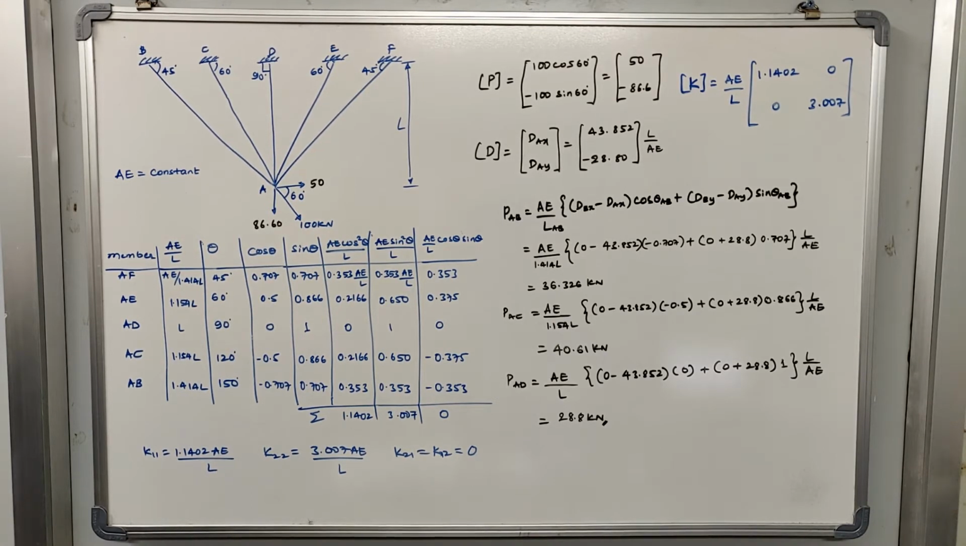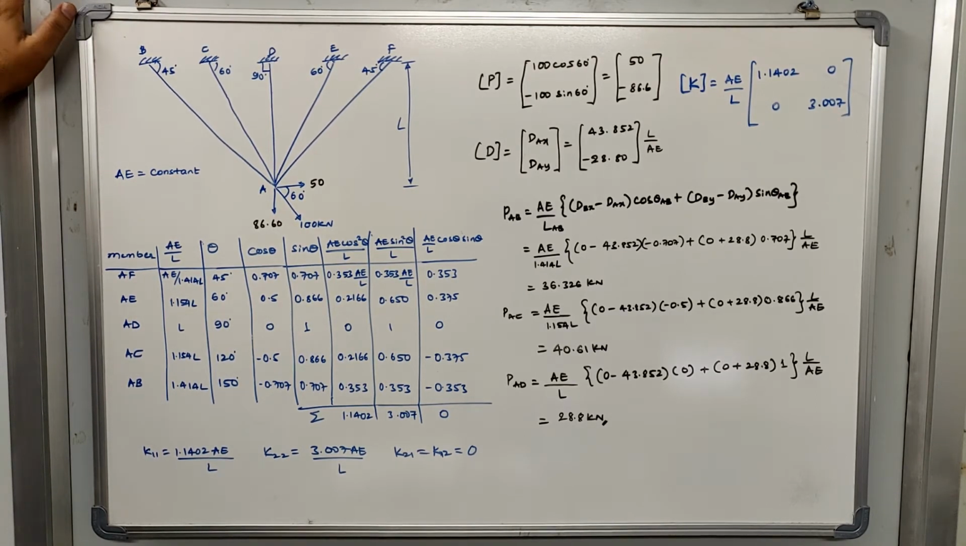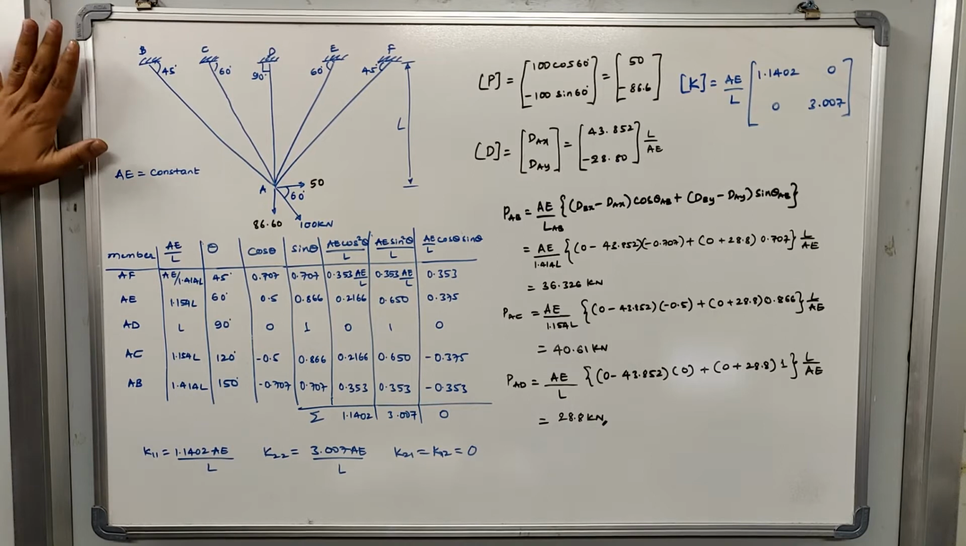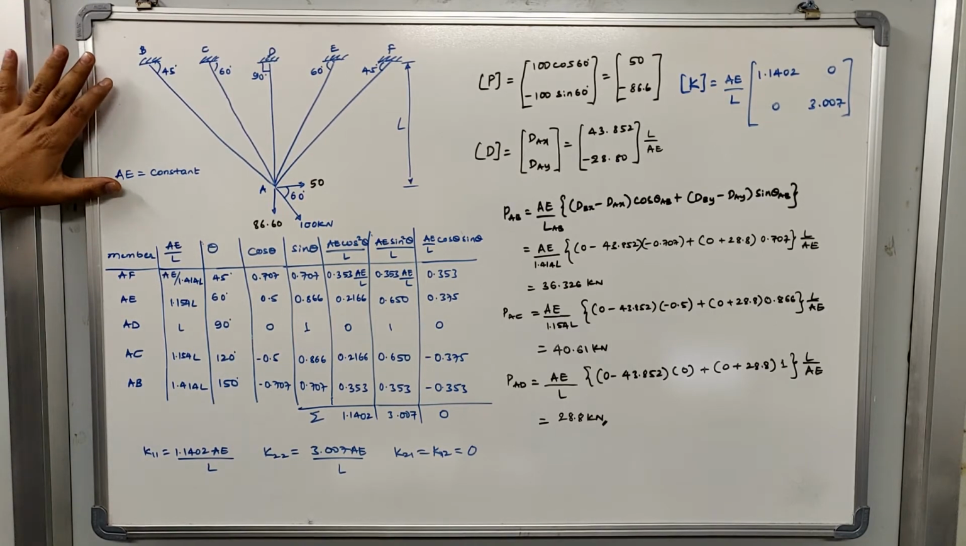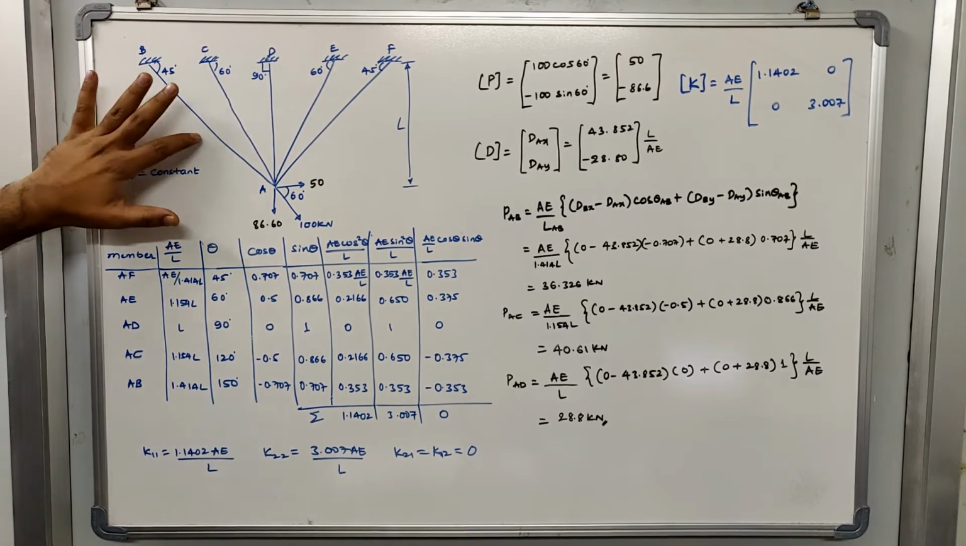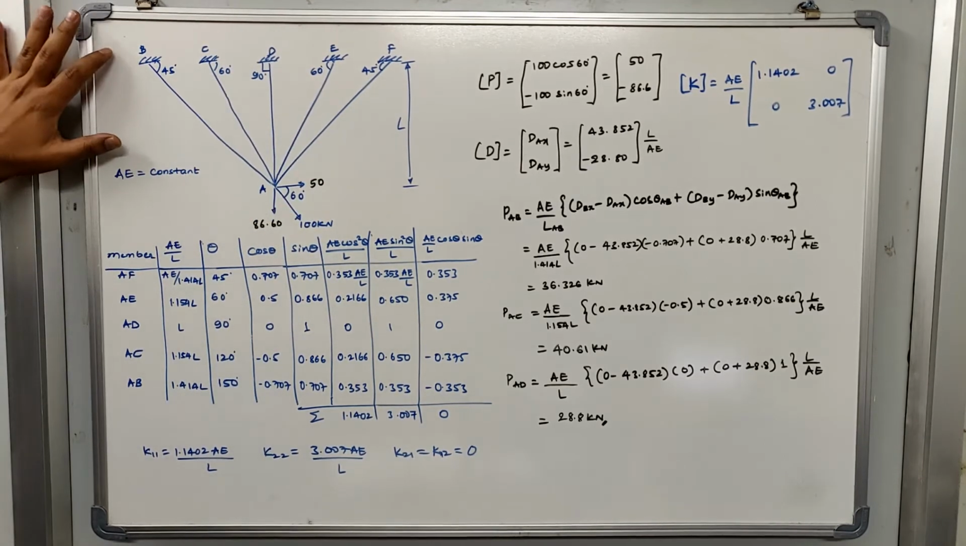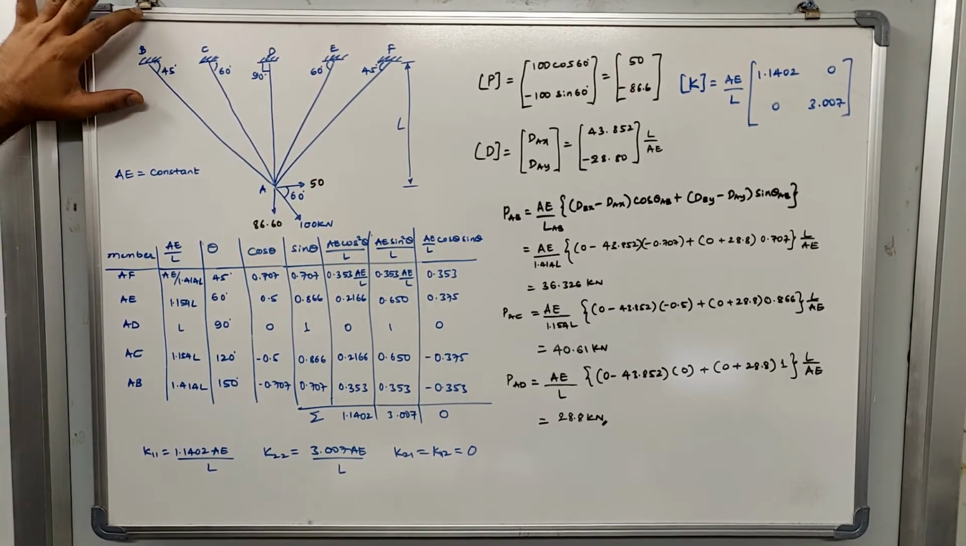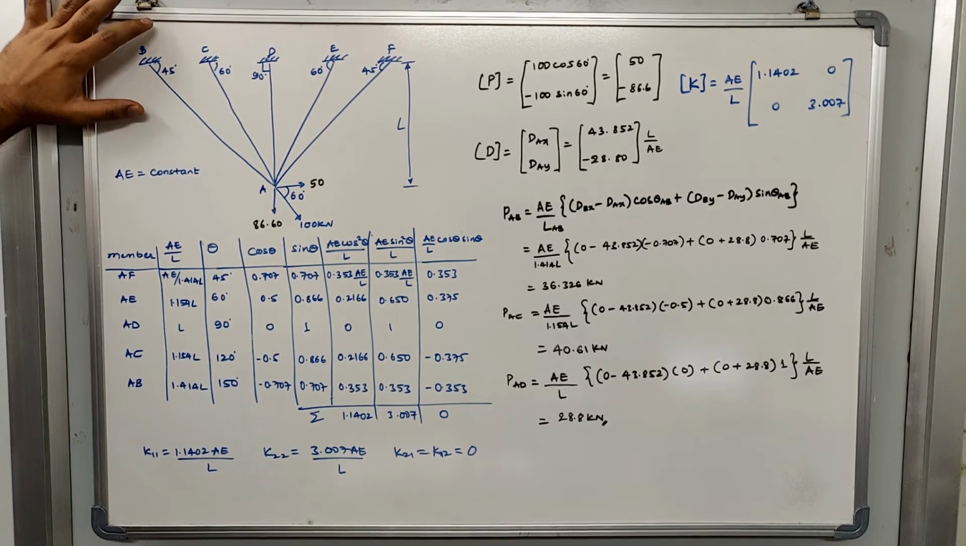As you can see, joint A is subjected to a load of 100 kN acting at an angle of 60 degrees with respect to X. Now we can solve for the components of the 100 kN load in the X and Y directions. 100 into cos 60 gives the load applied in the X direction, which is 50, and similarly 100 into sine of 60 will give the load acting in the Y direction.